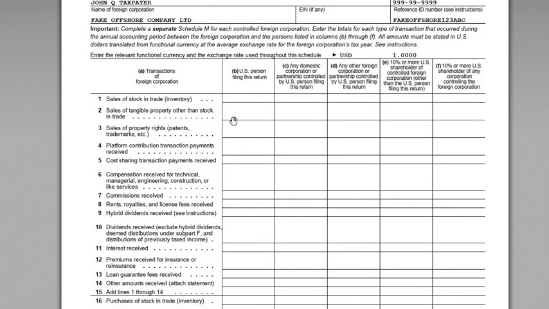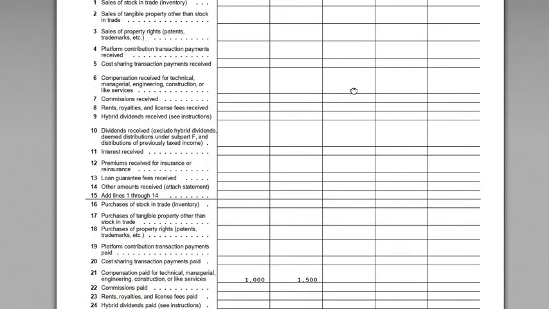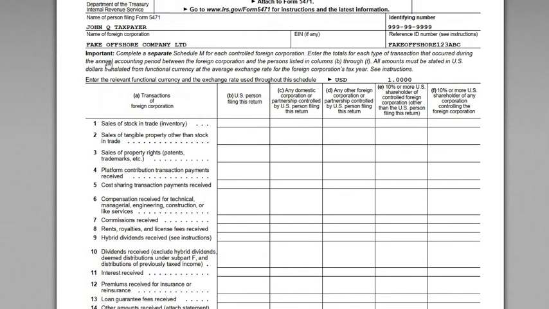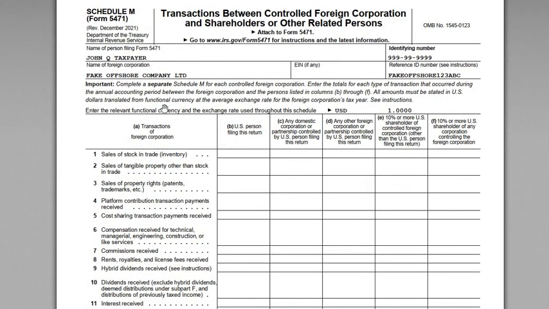If your corporation does have inflows of money from the U.S. person filing this form or any other kind of related party that meets the definition in columns C through F, then you might have some entries up here. But in our case, we just have lines 16 through 30 to populate. So the first one, the U.S. person filing this return. So this is John, right? So column B, pretty straightforward. Anytime you have an inflow or outflow of funds between the corporation and the person filing the form, the U.S. person here, you enter that information in column B.